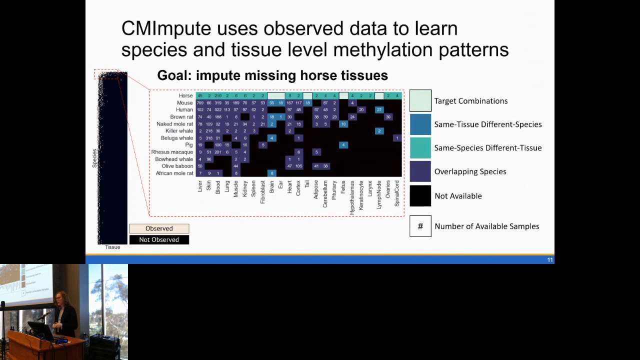The final category is the overlapping species information, which allows CM-impute to learn the cross-species methylation patterns in the overlapping tissue types between horse and the other mammalian species. All of this data combined allows CM-impute to make an informed prediction of what these missing horse tissues' methylation values could be.